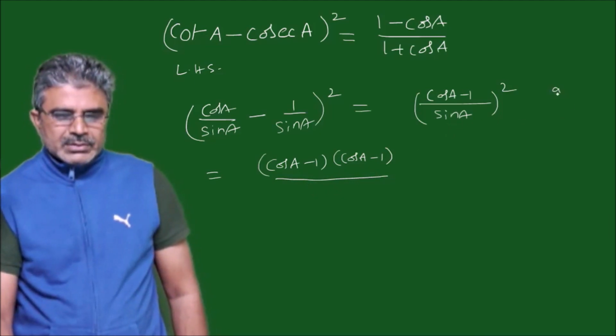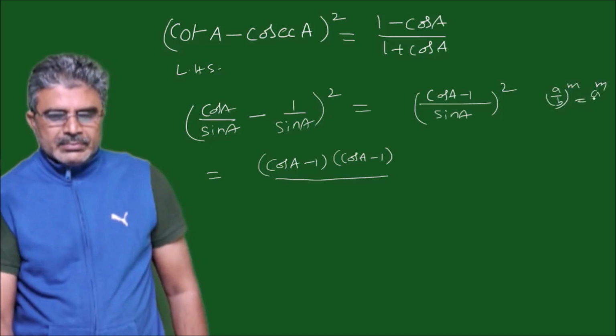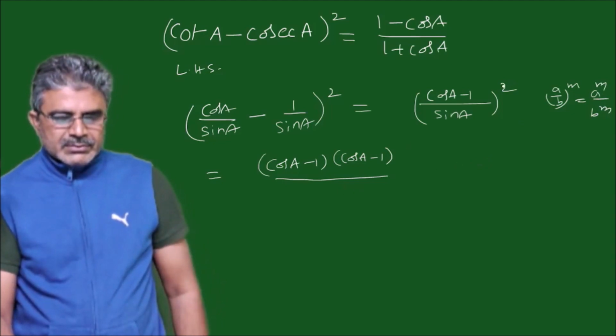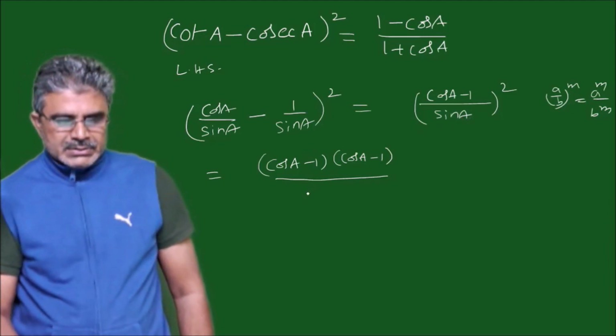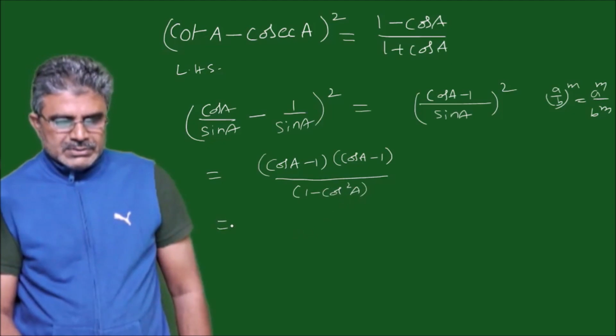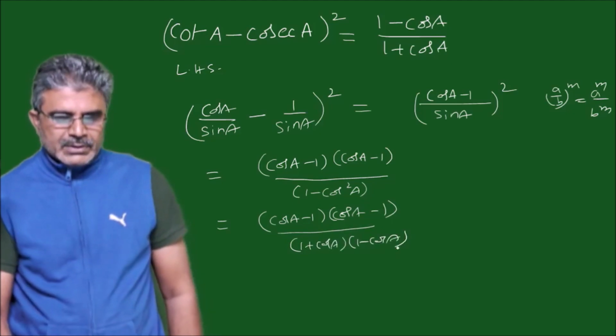I am following the formula (A by B) whole power m is equal to A power m by B power m. With this I have distributed the square to both terms in the numerator and denominator. And sin square A I can write as 1 minus cos square A, which gives (cos A minus 1) into (cos A minus 1) divided by (1 plus cos A) into (1 minus cos A).